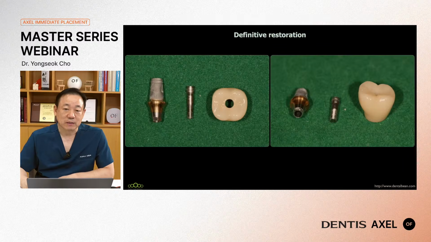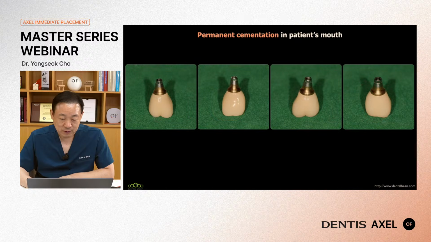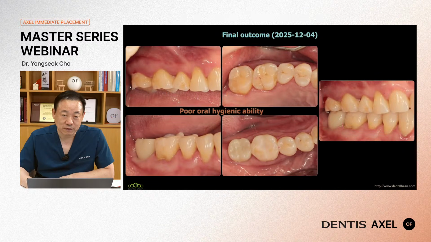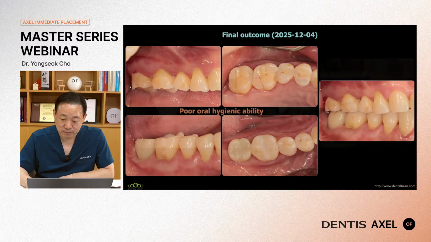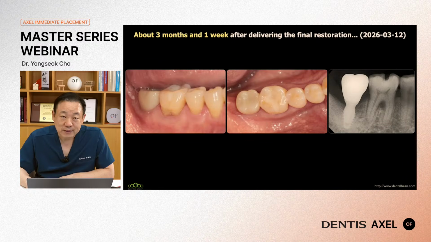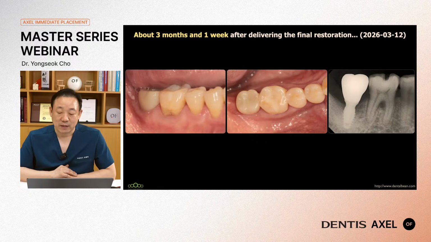This is a stock abutment with the zirconia crown. It was cemented in the patient's mouth and the crown was finished. Three months later, a follow-up clinical photo and radiograph image were taken.